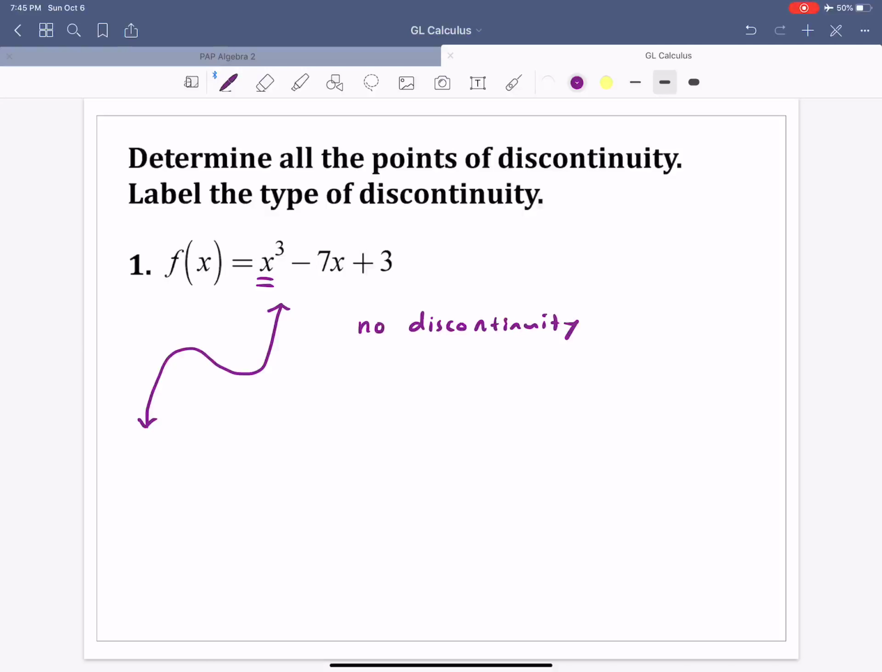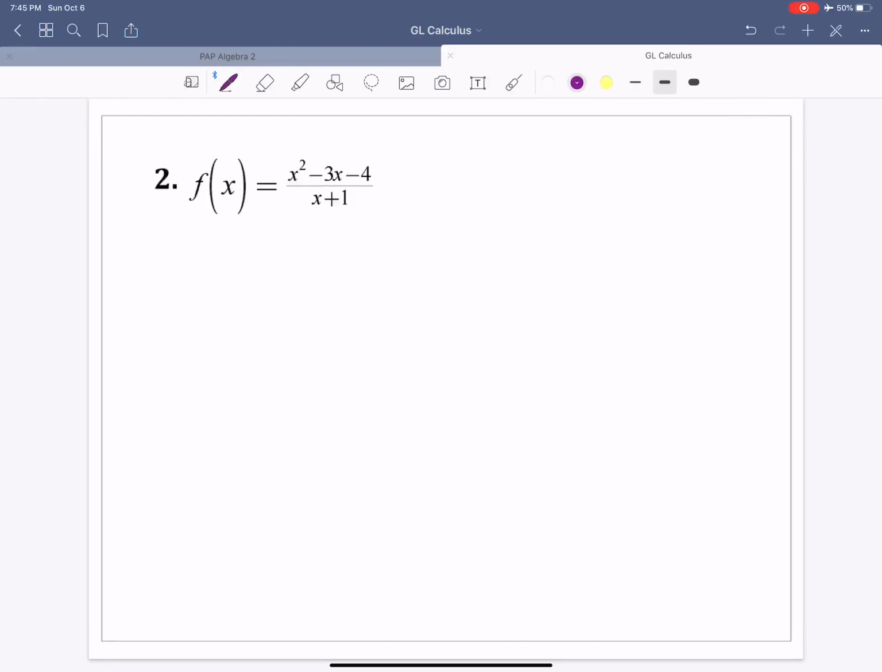And again, the reason that I know that there's no discontinuity is you have to know what the shape of this graph looks like. Generally speaking, with cubic functions, there are no strange things that happen on this graph. There's no holes, there's no asymptotes. We have a very straightforward graph that just continues in each direction forever. So there's actually no discontinuity on a problem like this.